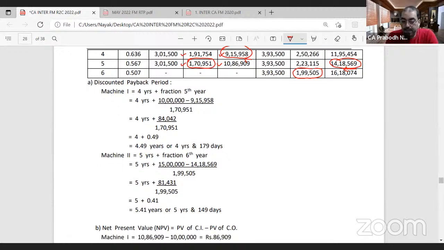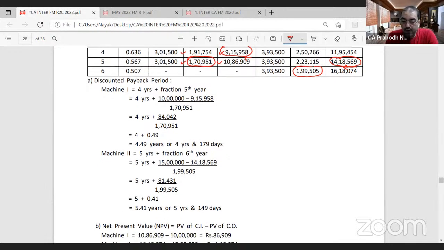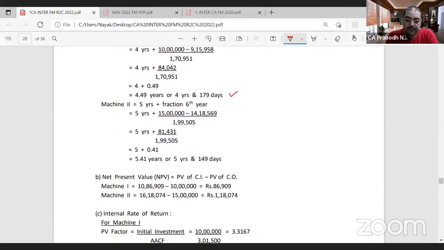So as per this, whichever is less you will go for. So you will go for machine 1. Okay, so that is as per discounted payback.